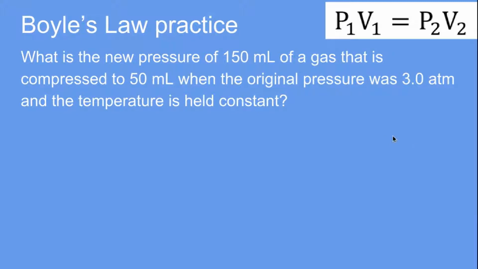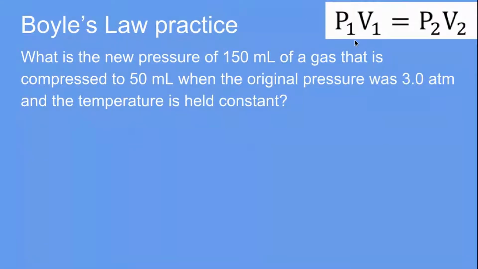So let's actually see what this looks like in action so it makes a little more sense. It's a type of problem that you'll be seeing for Boyle's law. It reads: what is the new pressure of 150 milliliters of a gas that is compressed to 50 milliliters when the original pressure was 3.0 atmospheres and the temperature is held constant? That is a clue that the temperature is held constant. We don't need any T in our formulas, so we'll use the formula that is only pressure and volume.